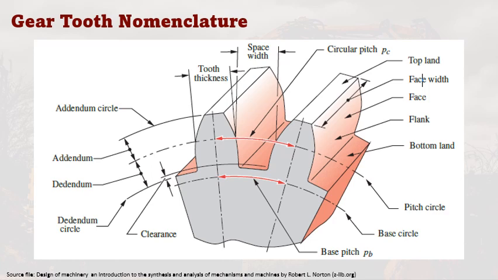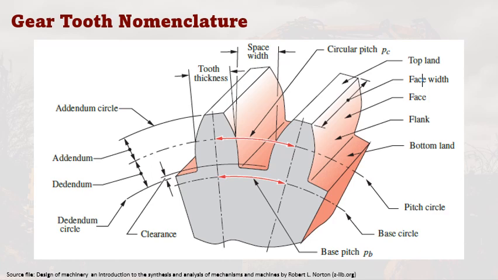The tooth height is defined by the addendum and the dedendum that are referenced to the nominal pitch circle. The dedendum, as you can see here in this presentation, is slightly larger than the addendum to provide a small amount of clearance between the tip of one mating tooth, which is the addendum circle, and the bottom of the tooth space of the other, which is the dedendum circle.